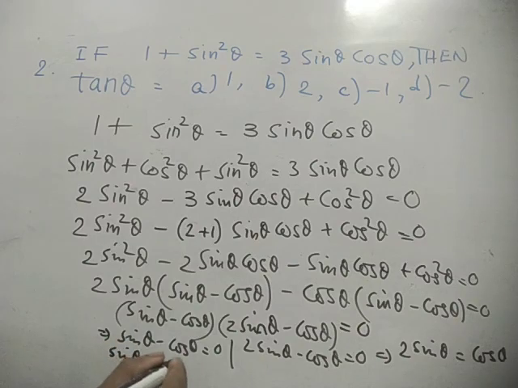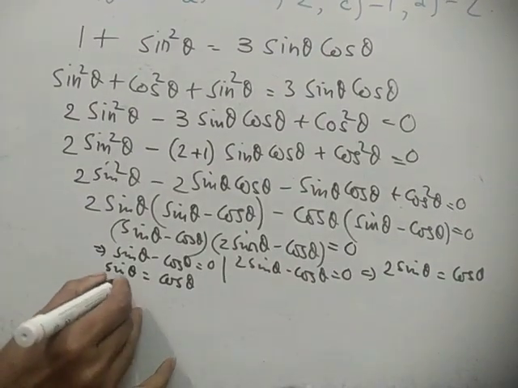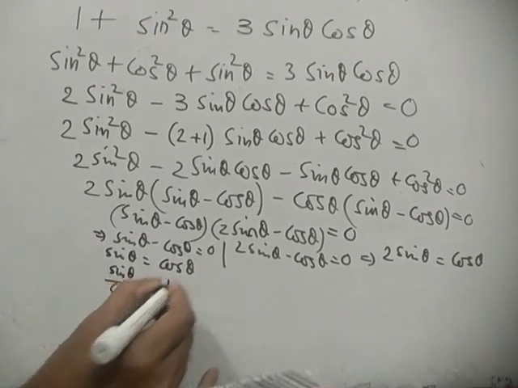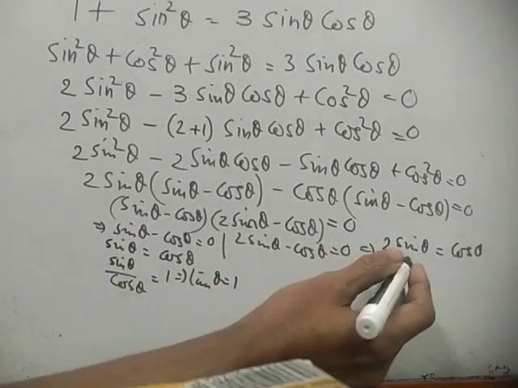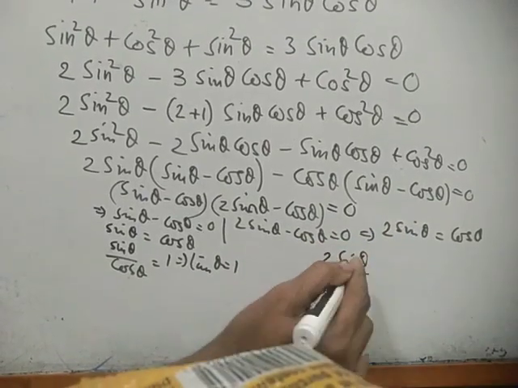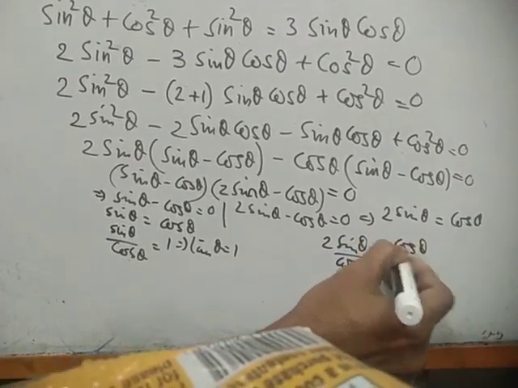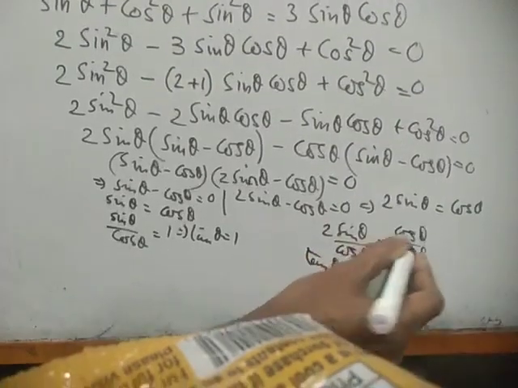to cos theta. We need tan theta, so we will do sine theta by cos theta. Sine theta by cos theta, if we do, on the right hand side it will come 1, cos theta by cos theta 1. So tan theta equals to 1 is coming. And on the right hand side we have that relation 2 sine theta equals to cos theta. Here also if we divide by cos theta to get tan theta, we are getting 2 tan theta equals to 1. So tan theta equals to 1 by 2.